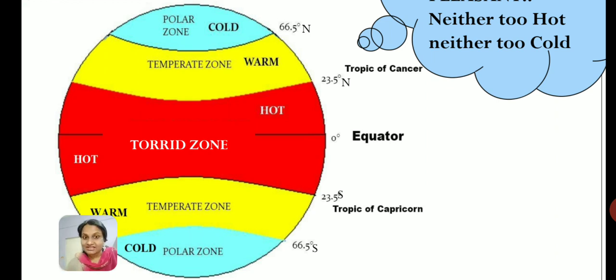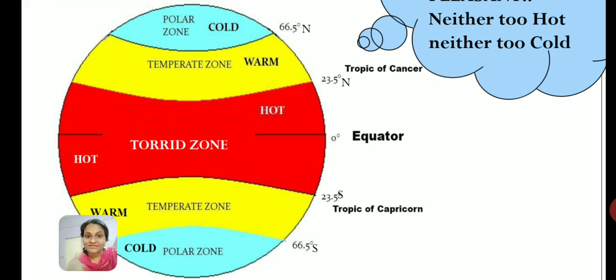So when somebody asks you what is the extent of the temperate zone in the northern hemisphere, you will say that it lies between the Tropic of Cancer and the Arctic Circle. What are the latitude numbers? The Tropic of Cancer is at 23.5 degree north and the Arctic Circle at 66.5 degree north. Please remember this. That is in the northern hemisphere.